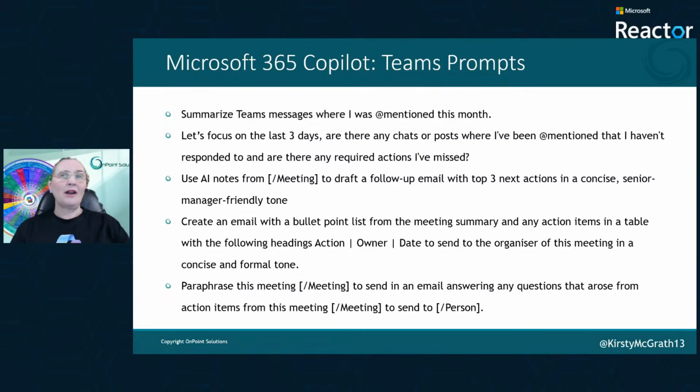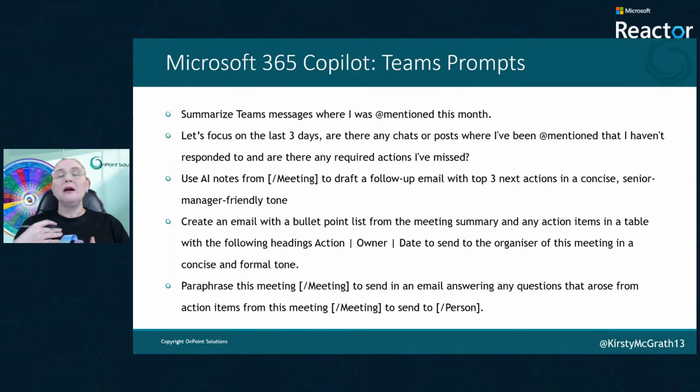I have a OneNote with a Teams page for Copilot where I can actually just get this easily. Okay. Another one I tend to do is paraphrase this meeting. So it might be a current meeting that I've just had, to send an email answering questions that actually arose from the action items from another meeting.